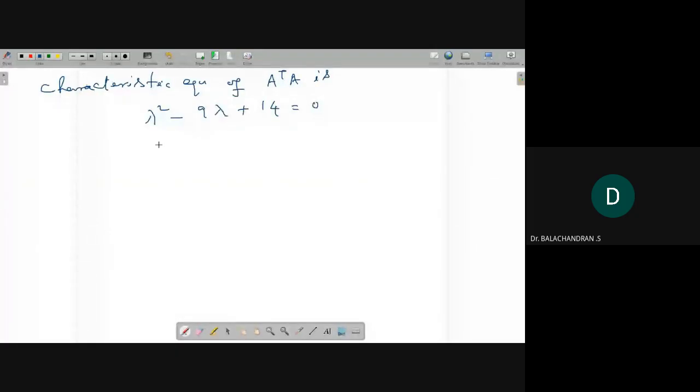So the roots are (lambda minus 7)(lambda minus 2) equal to 0. This implies lambda equal to 2, 7. So lambda 1 equal to 2, lambda 2 equal to 7.